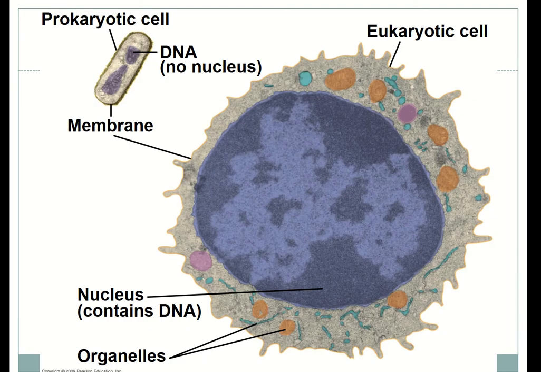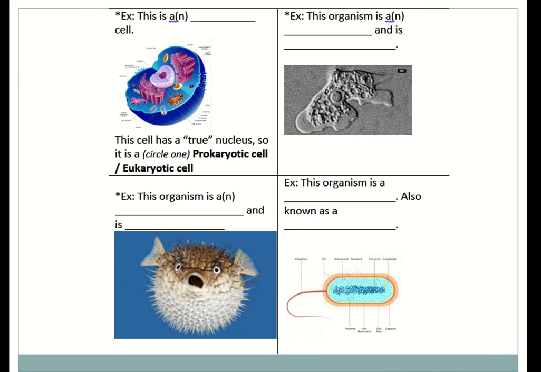Here's a side-by-side of a prokaryotic cell, like this bacterium here, and a eukaryotic cell. As you can see, there's a big difference in size, but also, it's a little harder to see, a difference in complexity. We can see this eukaryotic cell has different organelles throughout it that the prokaryotic cell does not have.